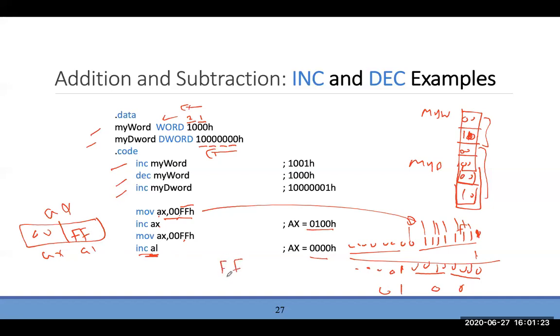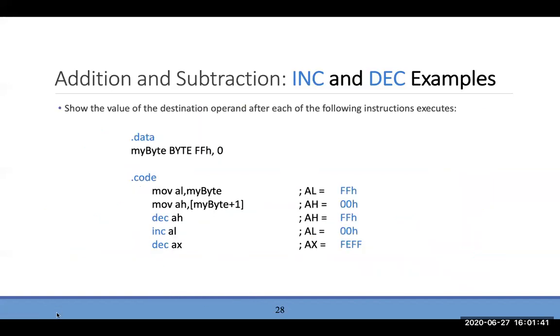So if it's FF, and we add 1, this is gonna be 1, 2, 3, 4, 1, 2, 3, 4, and we add 1 to 1, 0 and a 1 is gonna be all 0 and a 1, right? And we're gonna have a carry. We're gonna talk about this carry later. But the result is gonna be what? 00. So that's why you see it in 00.